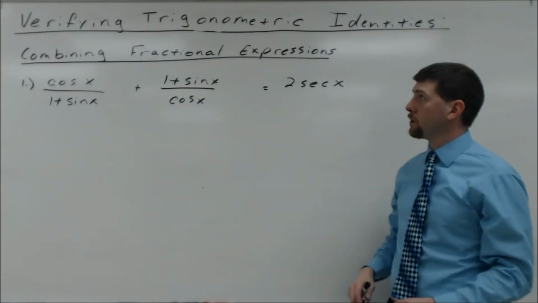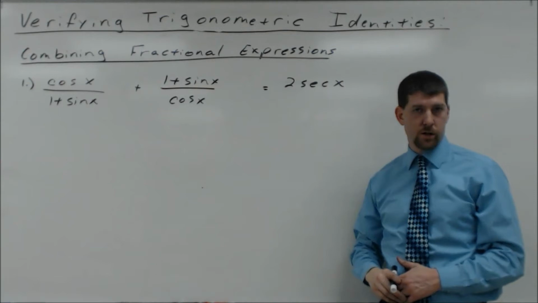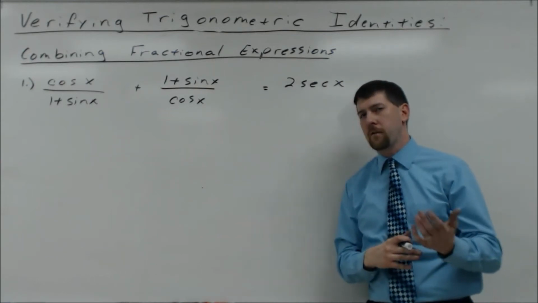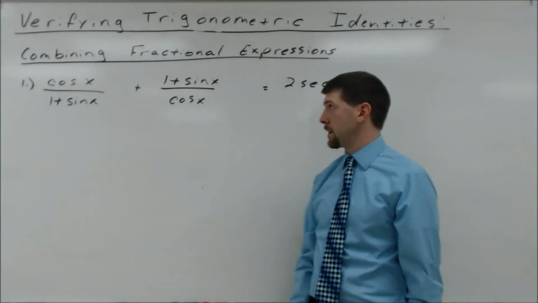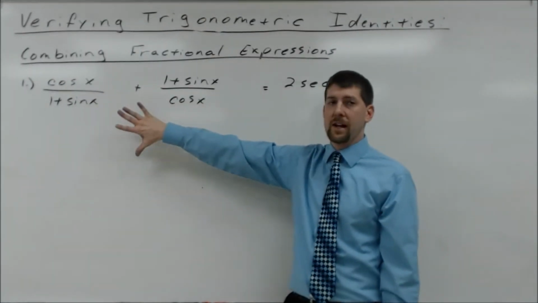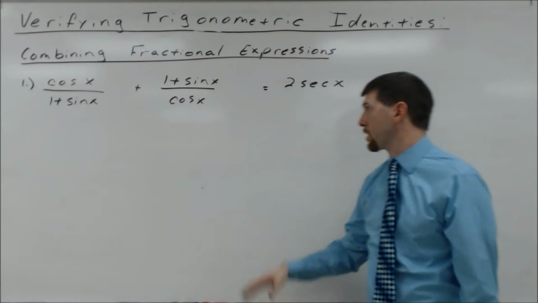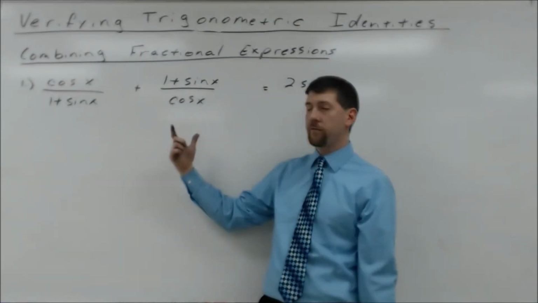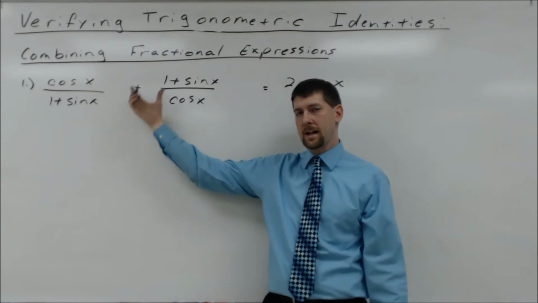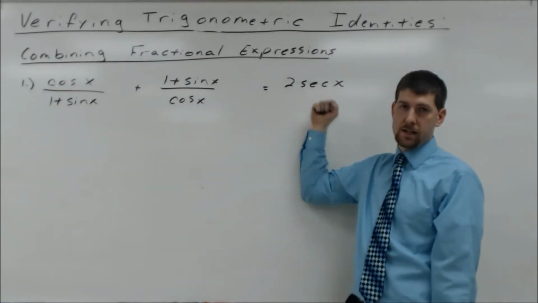Okay guys, now the next thing we're going to look at is combining fractional expressions. We used this a little bit in the first example where we changed everything from sine to cosine. We're going to go a little more in depth with it here. Notice again, on the left side I have the more complex expression. On the right side I have the real simple 2 times secant of x. So I want to be focusing on ways to take this and combine them together to get this single term.